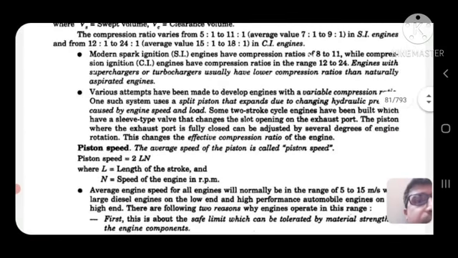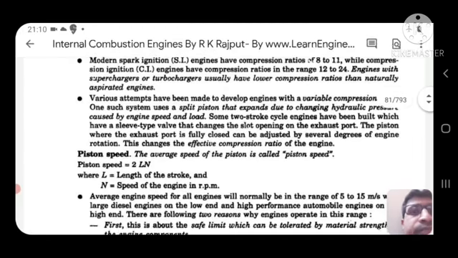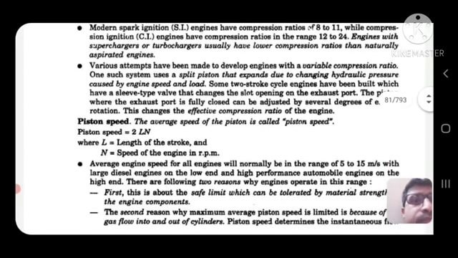Various attempts have been made to develop an engine with variable compression ratio. One such system used a split piston that extends due to exchanging hydraulic pressure caused by engine speed and load. Some two-stroke cycle engines have been built which have a sleeve type valve.